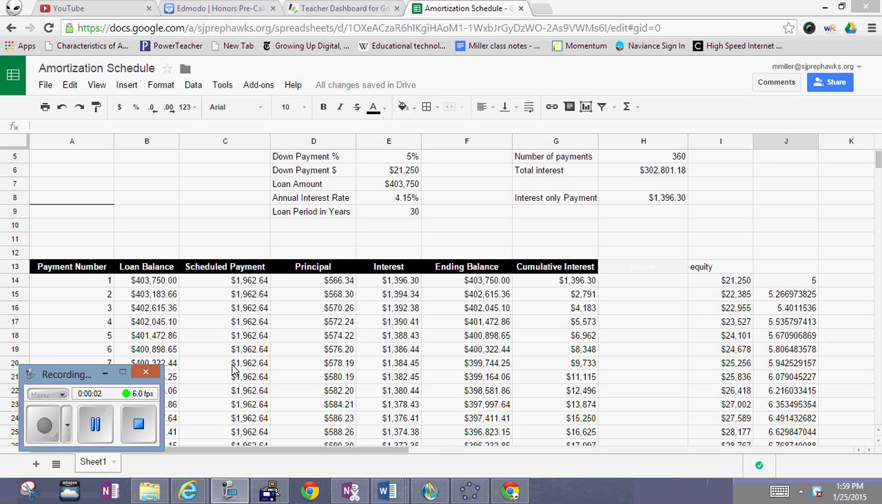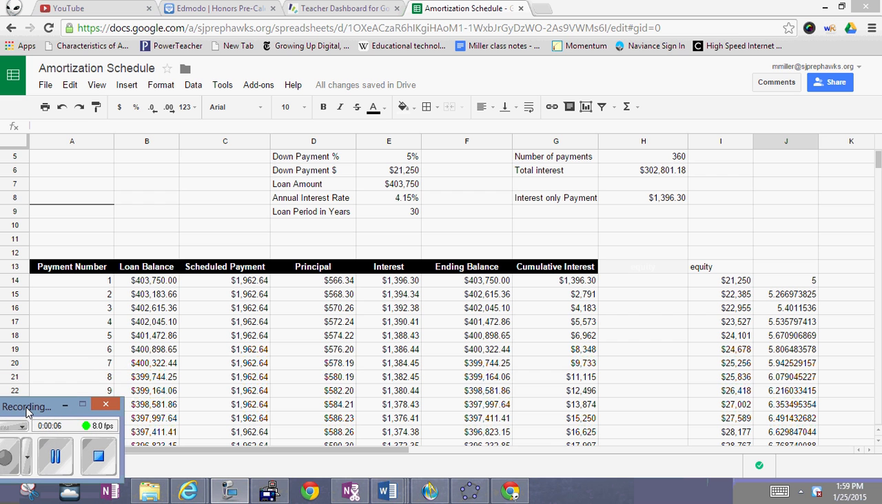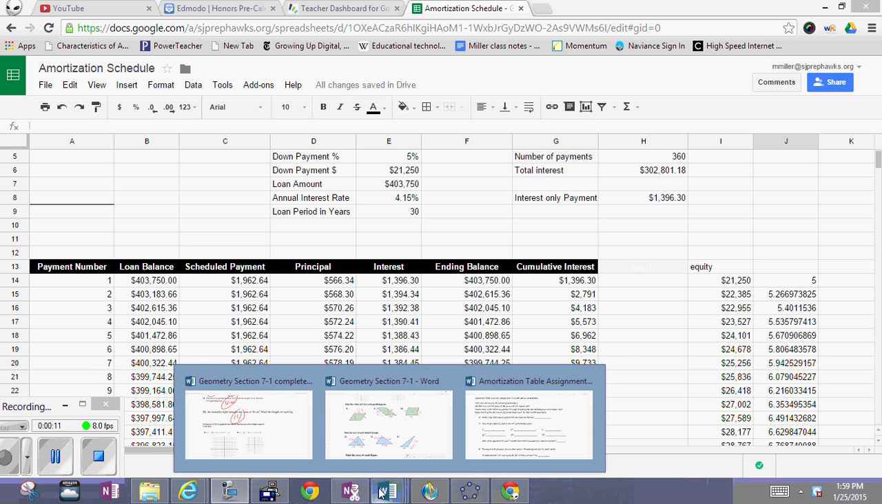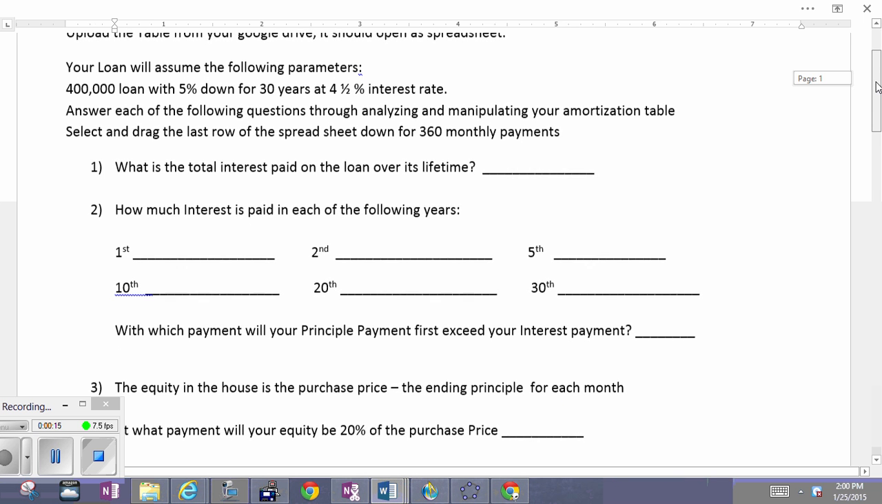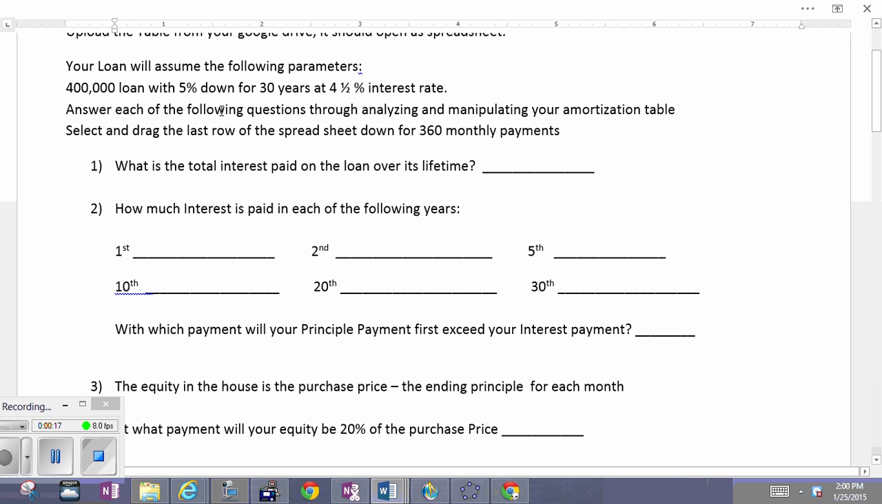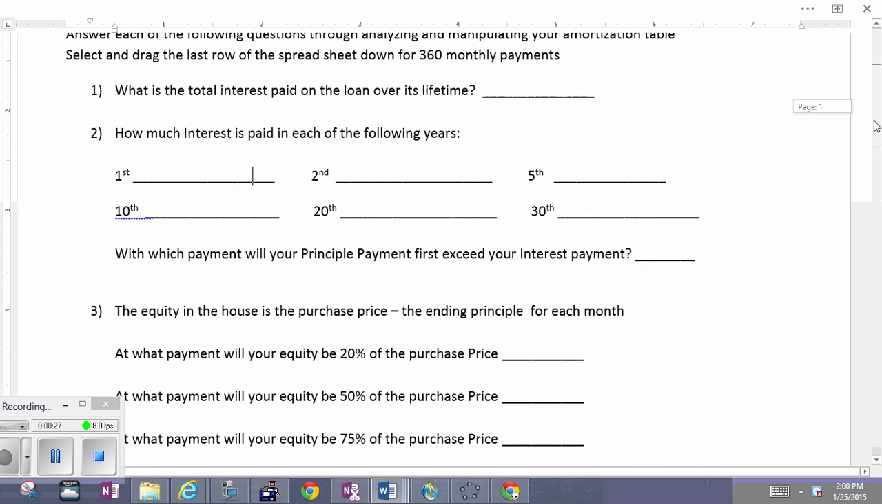Well, okay, we're back here. We're going to look at some more things with our amortization table. You've been provided with a questionnaire that asks the following questions. With a certain amount of a loan, it asks you how much interest you've paid in each of the following years, because that is the interest you can declare on your taxes.